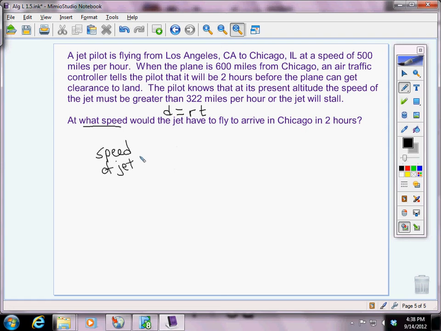So we have the speed of our jet that it's traveling, and we know that the speed that it's traveling times our time, that's going to be the total distance it has to cover before it gets to Chicago.